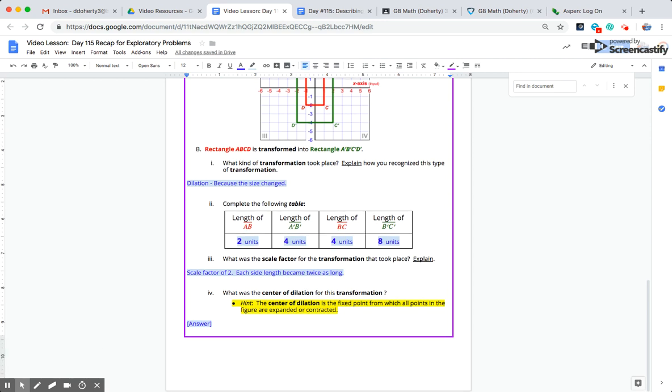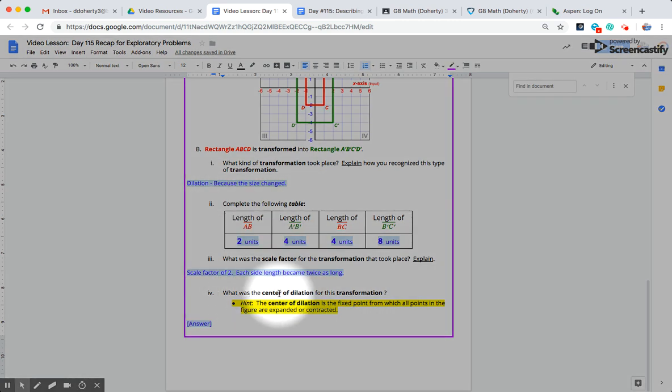The final question, we're going to get into this more this week. What was the center of dilation? The hint tells us center of dilation, that's going to be the point where everything either expands from or contracts towards. In this case, we're expanding. Our dilation scale factor is 2.